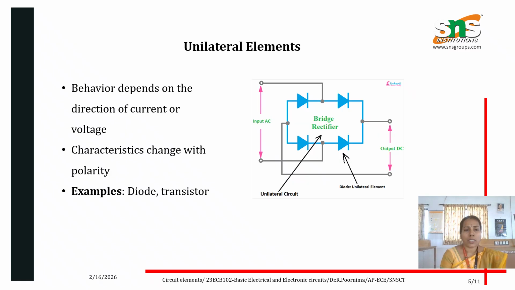And unilateral elements. What is meant by unilateral? It depends on the direction of current or voltage. For example, a diode. A diode is a unidirectional device. Its characteristics change with the polarity of the applied voltage. For the forward bias, the diode conducts, and for reverse bias it does not conduct. So examples of unilateral elements are diodes and transistors. Their behavior depends on the direction of current or voltage. For example, a diode is used in a bridge rectifier circuit.